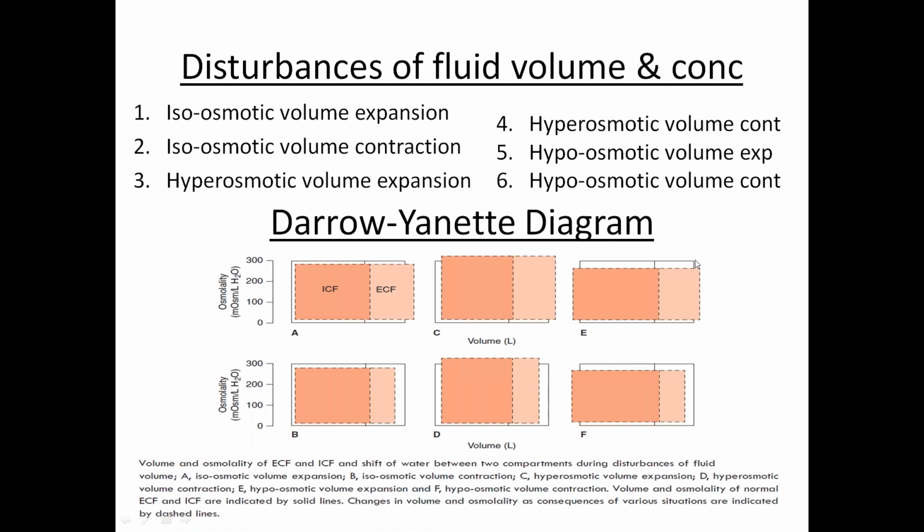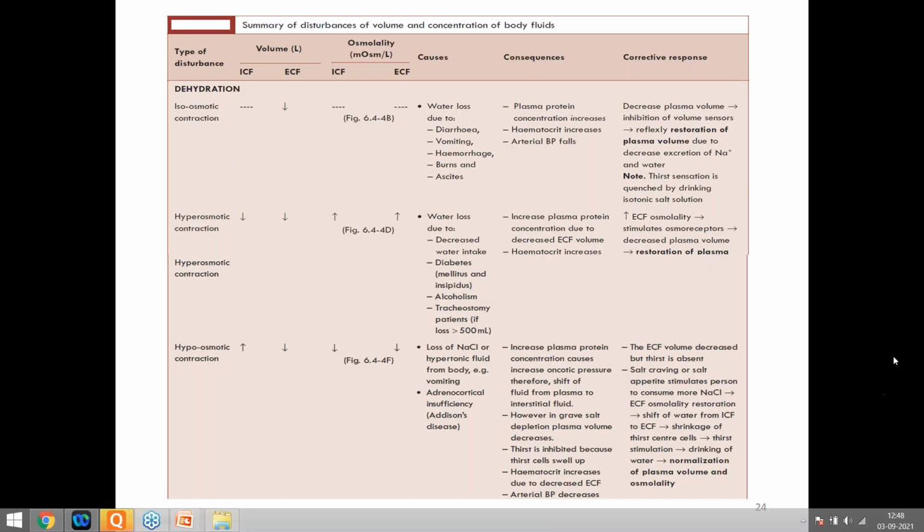And this is what I just told you about. Just go through this table once. इसमें सारा कुछ दिया है of each disturbance. The causes, as I explained to you, the causes of each, consequences of each, and corrective response of each in points. So this will really make it easy for you to recall. I'll give you a bit of time to just study this.